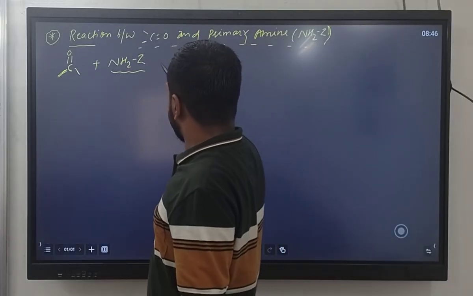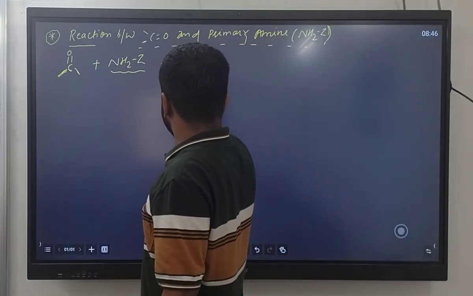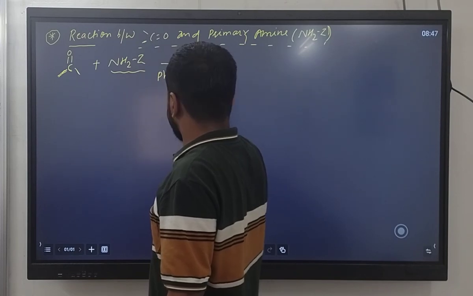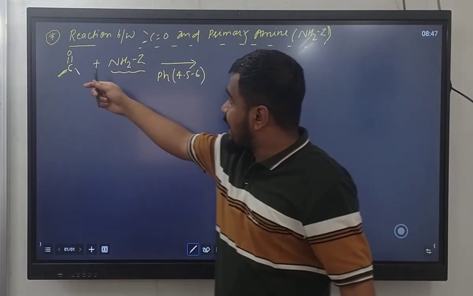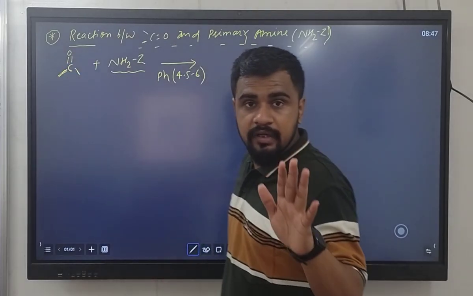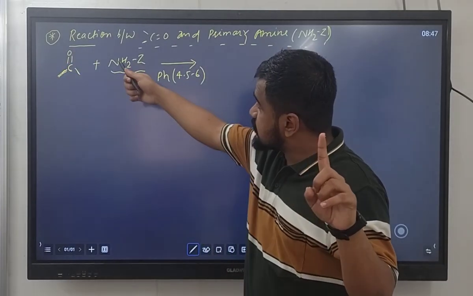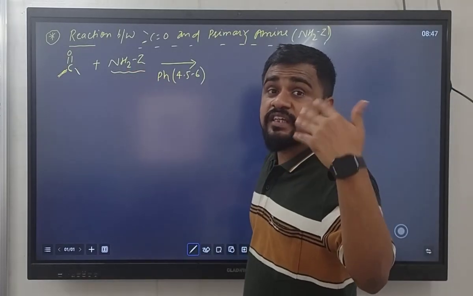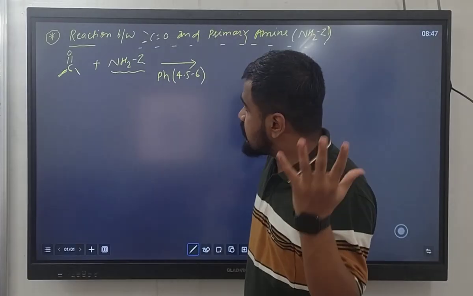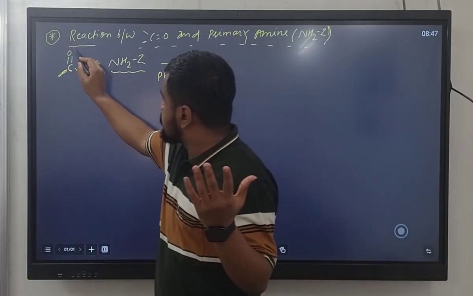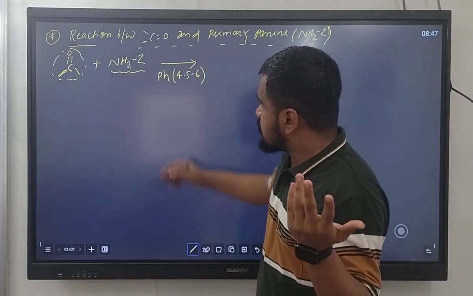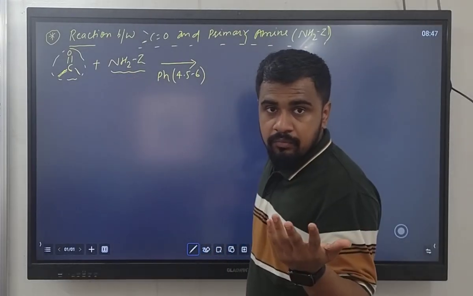First of all, we have to protonate this carbonyl compound. Why do we protonate this compound? Because the electrophilicity increases. After protonating, the electrophilicity of this carbonyl compound increases.